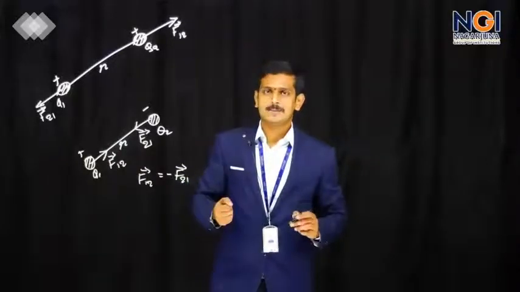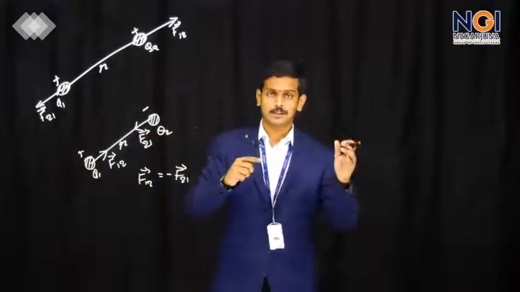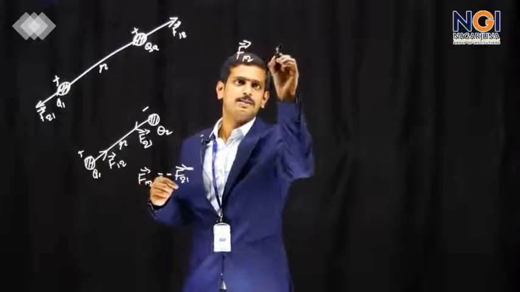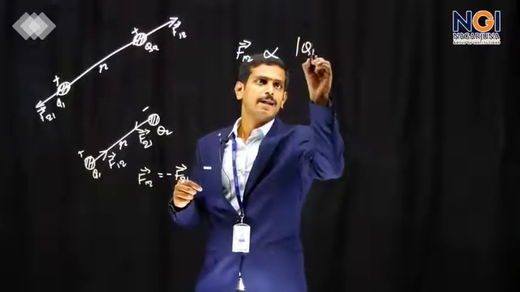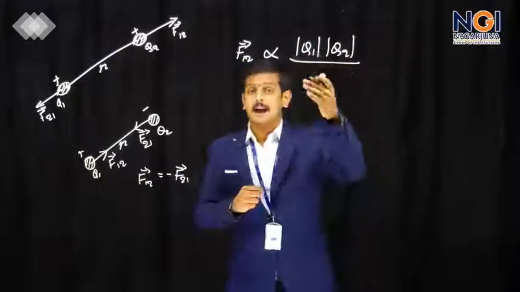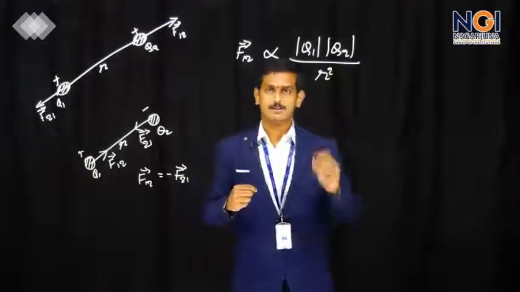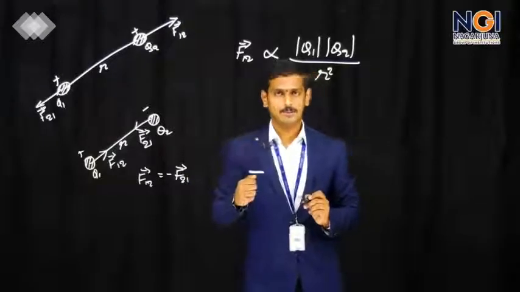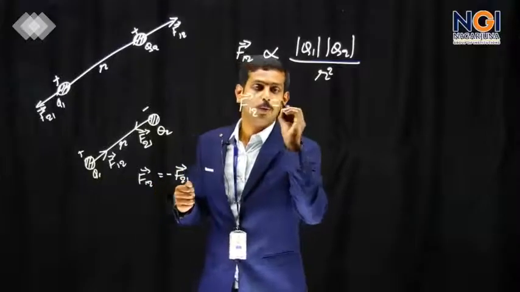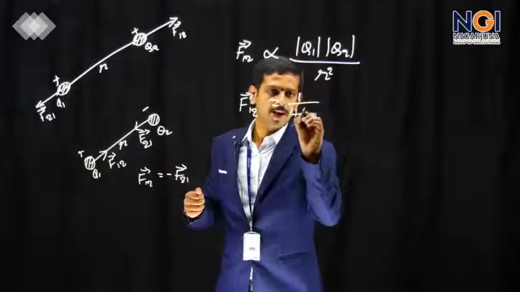Now as per the formula, what we have discussed is that the force between two charges is directly proportional to the product of the magnitudes of the two charges: magnitude of Q1 times magnitude of Q2, divided by, as it is inversely proportional to, the square of the distance between these two charges. That is the statement of Coulomb's law. Now to remove this proportionality, I need to add a constant, which is 1 by 4 pi epsilon.